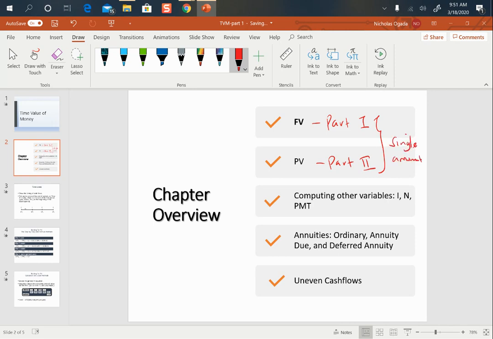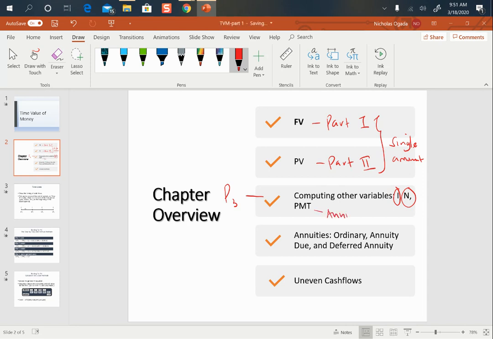And then I will move forward to part three. And in part three, I'm going to look at how to compute the other variables involved in time value of money. And that is how we can compute the interest and how we can compute the number of periods. And then later on, I'll mention something on payment, but I'm going to leave this for a different discussion when we are looking at annuities.